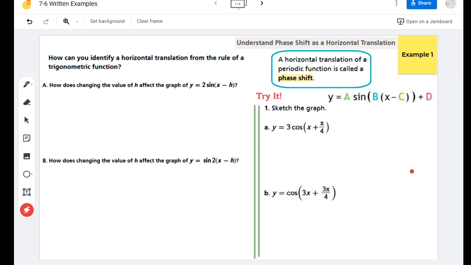So in part A, it says, how does changing the value of h affect the graph of y equals 2 sine times x minus h? So when we have our sine function, Savvas actually has a really nice slider bar here, which is good to see. Okay, so let's talk about what things are doing.